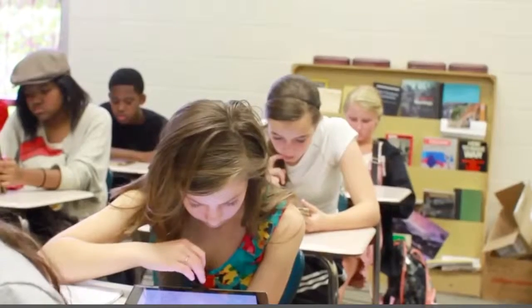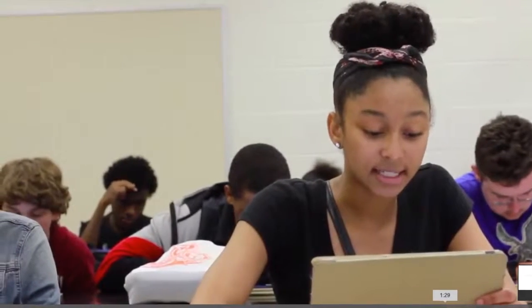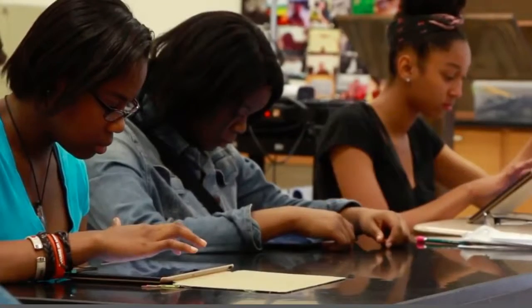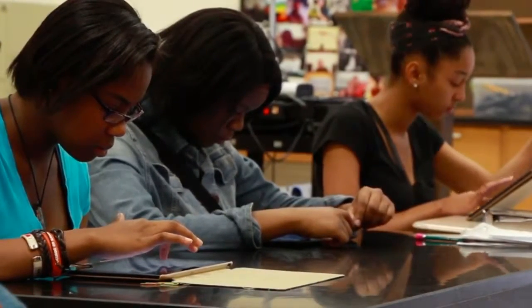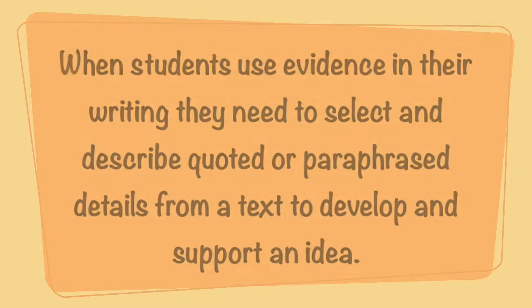By the end of this video, you will understand what the skill looks like in student writing, how to score it using a rubric, and how to comment on it and support students while they're writing with over-the-shoulder conferences. When students use evidence in their writing, they need to select and describe quoted or paraphrased details from a text to develop and support an idea.